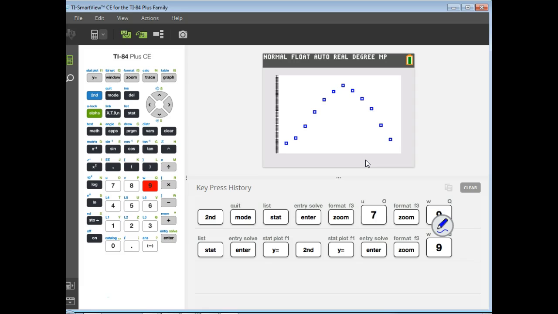So this is the great debate. You're like, is it cosine? Is it sine? Is it cosine? Is it sine? Here's the thing. It doesn't matter because they're both called sinusoidal regressions.